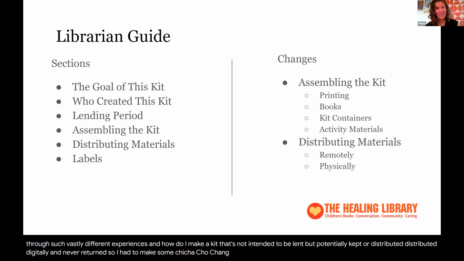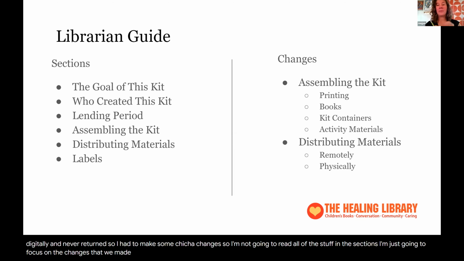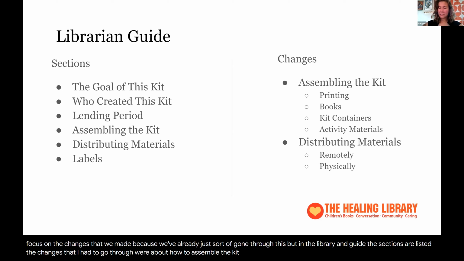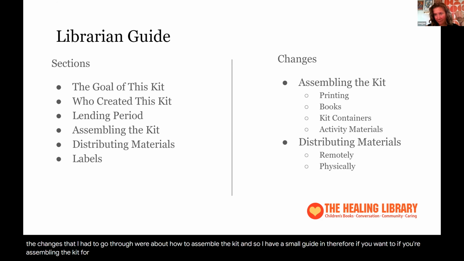So I'm not going to read all of the stuff in the sections. I'm just going to focus on the changes that we made because we've already sort of gone through this. But in the librarian guide, the sections are listed. The changes that I had to go through were about how to assemble the kit. And so I have a small guide in there: are you assembling the kit for yourself to then present virtually through programming online, or are you assembling these kits to potentially give as to-go programs?